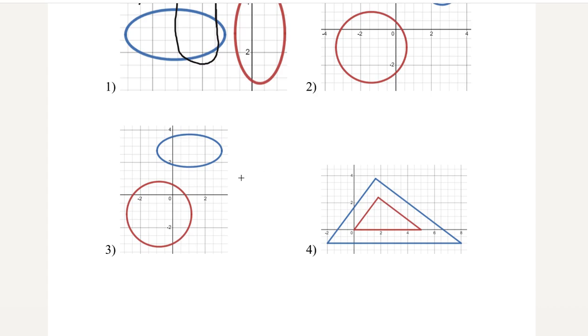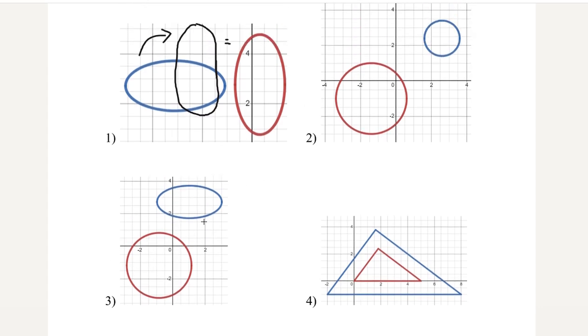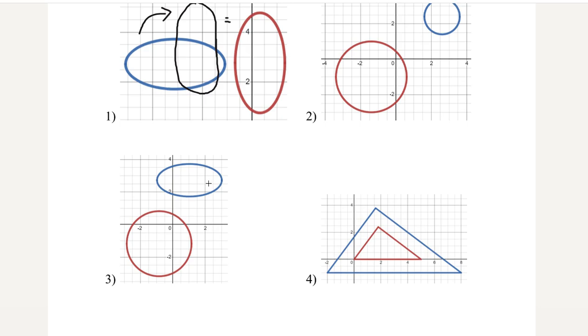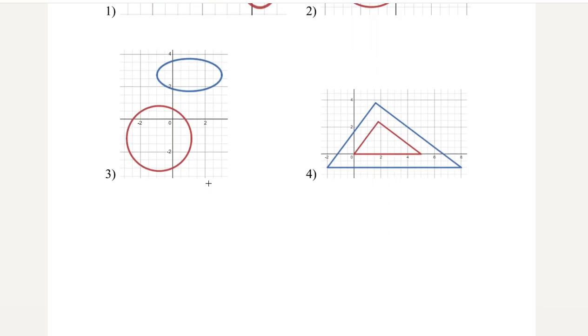We have one blue circle and one red circle. Is this congruent and similar? If we move this around, it doesn't look like that. And if you multiply by anything, I don't think it will look like that. So it would be neither. It'd be neither congruent nor similar.